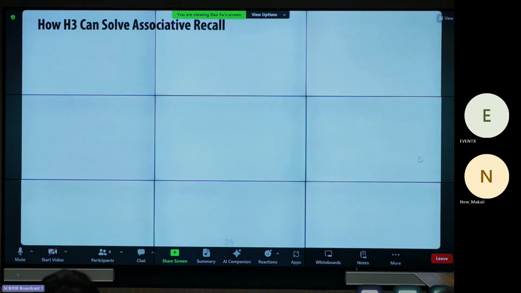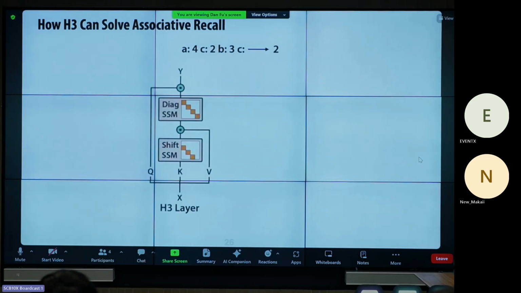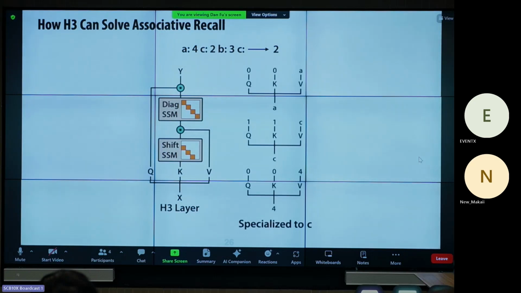Okay, so how can this super simple layer that we constructed suddenly solve associative recall when we couldn't solve it before? We'll walk through this super simple example for one head of the model. I'll pretend that the dimension is very small, in order to show you exactly how we can specialize to recall the associative recall key-value pair that comes with the token C.